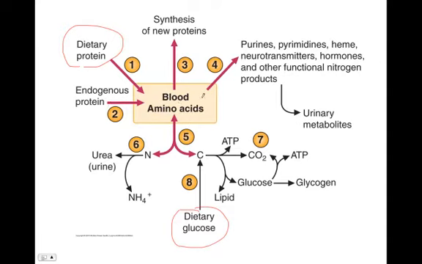Amino acids also contribute nitrogen groups to any number of nitrogen-containing compounds. We looked at the synthesis of purines and pyrimidines, which both include nitrogen-containing ring structures. We looked at the synthesis of heme, and all of these require amino acids for synthesis.